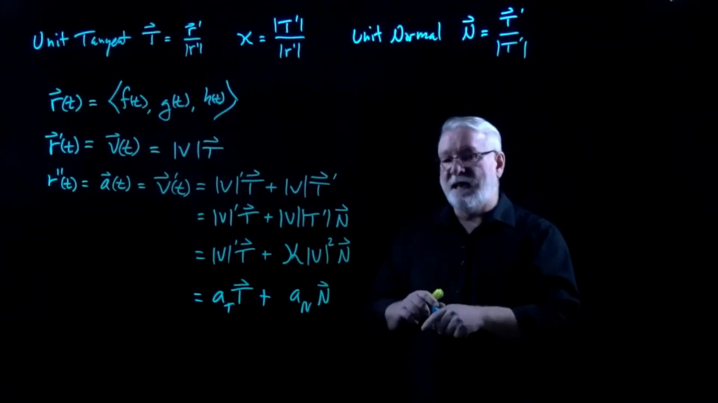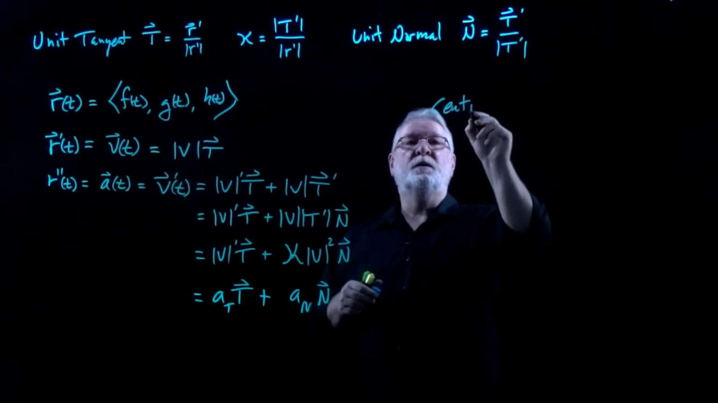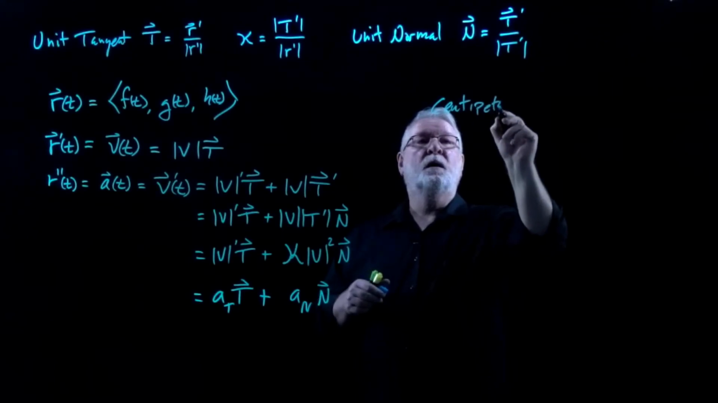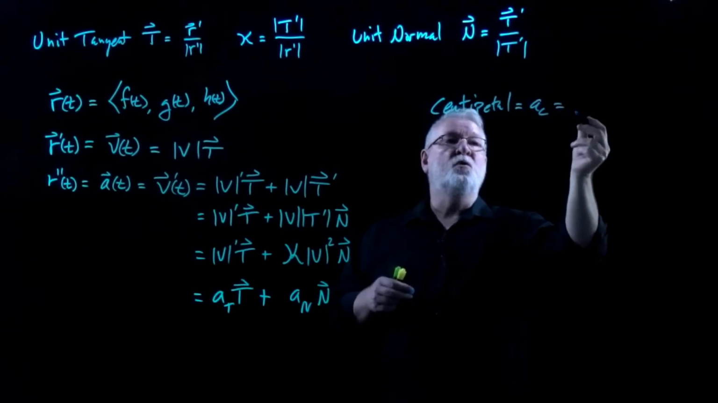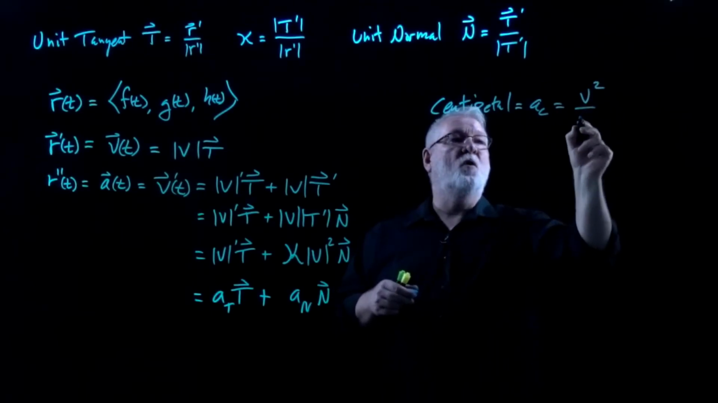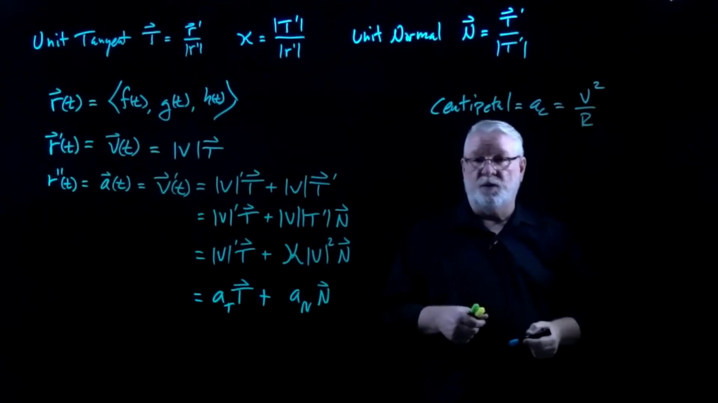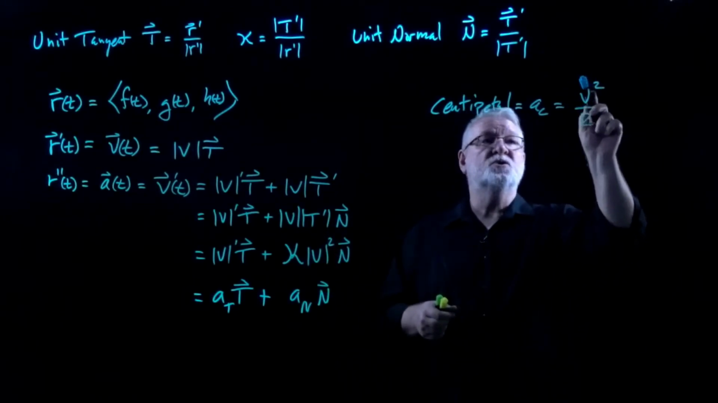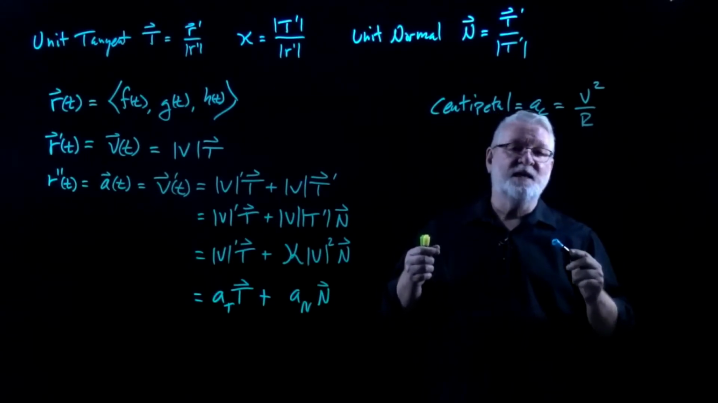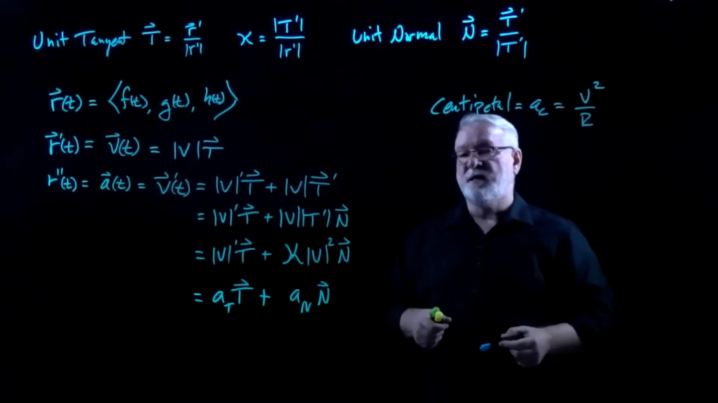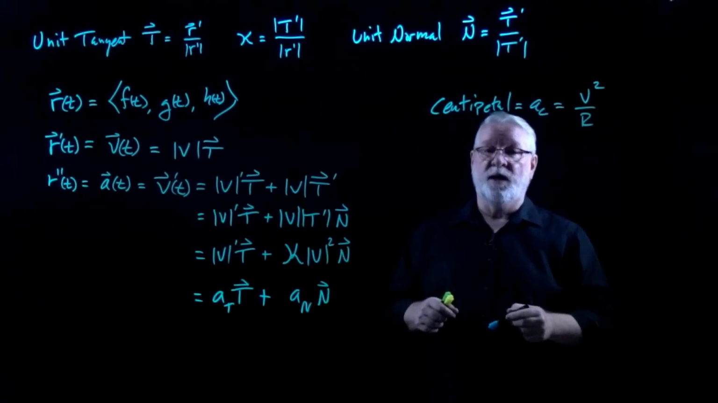And we've already had a name for that turning acceleration. We called it the centripetal acceleration, AC. And we already knew that it had a magnitude of v squared over r. That is, the magnitude of the centripetal acceleration always went as the square of the velocity divided by the radius. Well, let's see why that is consistent with our definition of AN, which, by the way, is the centripetal acceleration.